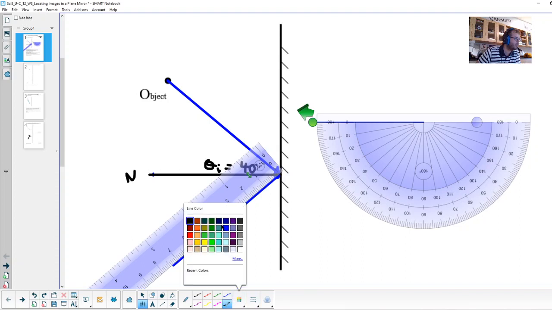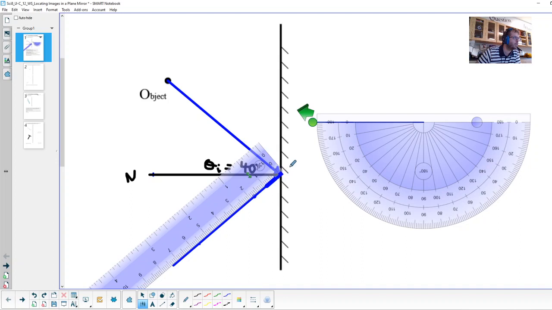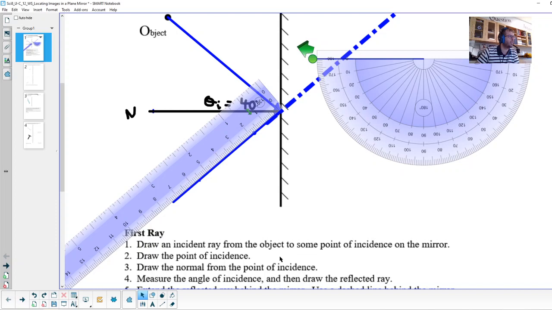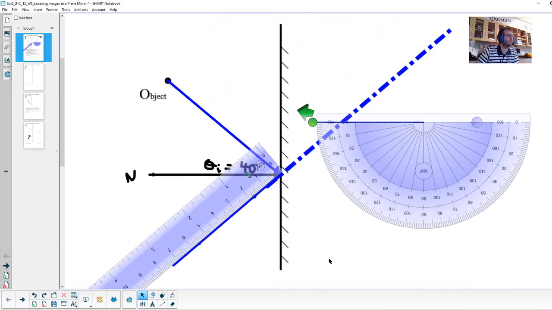But what I'm going to do is draw a dotted line going back from it here. Let's see. Yes, I want a dotted line. And is it blue? Good. And I'm going to get that dotted line coming way back here. And that is the point below that we were talking about earlier. Extend the reflected ray behind the mirror and use the dashed line behind the mirror. So that's what we want to do there. All right.